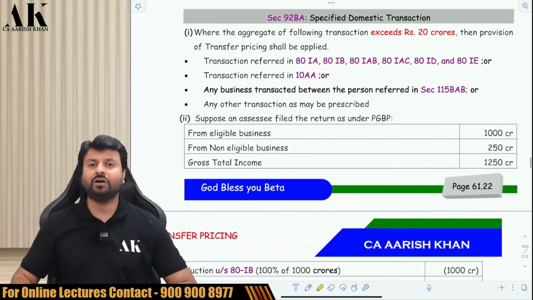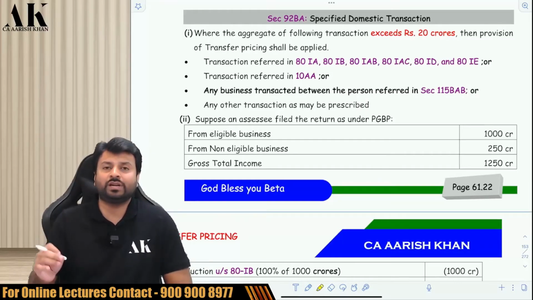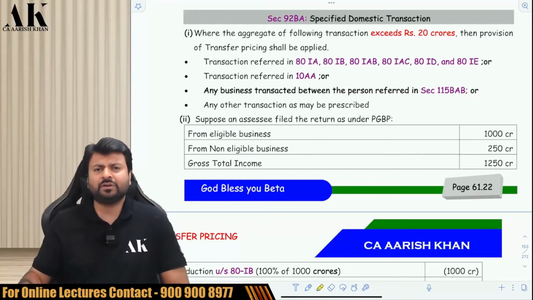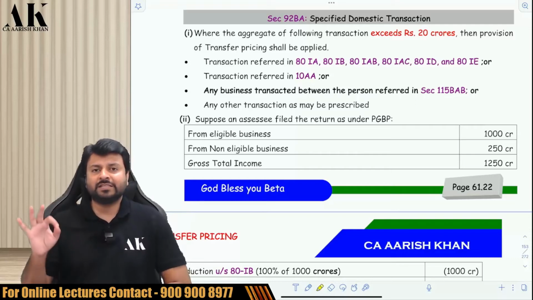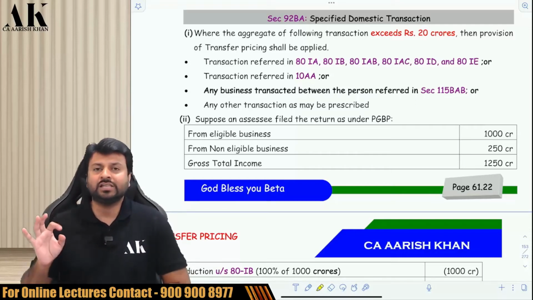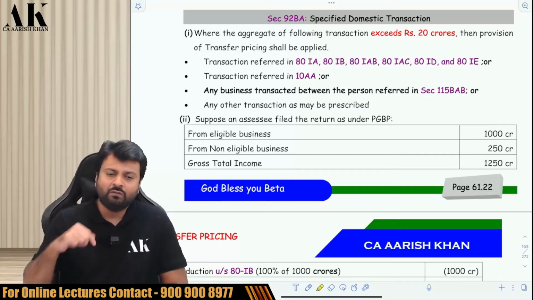Now next one, as I have been saying again and again, there is a transaction of specified domestic nature which is also subject to transfer pricing. Now when will transfer pricing provisions be applicable for domestic transactions also? Generally transfer pricing provisions are only applicable for international transactions. They are not applicable for domestic transactions, but in some cases they will also be applicable for domestic transactions. What are those cases?